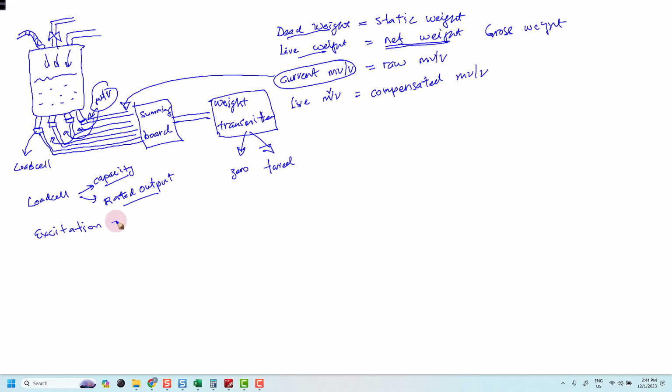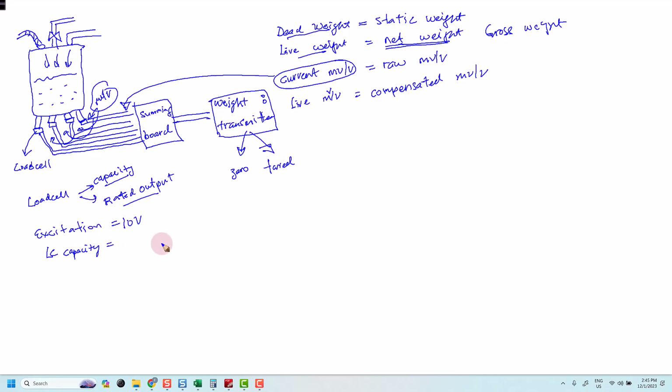Excitation is basically the supply voltage. Let's say for today's case, I use 10 volts. You can find out the excitation voltage by using the multimeter to measure the excitation terminal behind the weight transmitter.